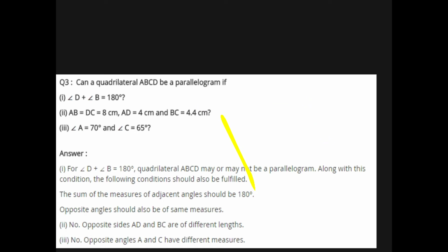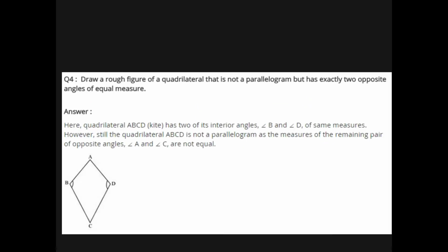Okay. Now let us move towards question number 4. Draw a figure of a quadrilateral that is not a parallelogram but has exactly two opposite angles of equal measure. Okay. Kite, you all know that a kite has four sides where two adjacent sides are equal to each other, and angle B is equal to angle D, and angle A is not equal to angle C. So this is the diagram.